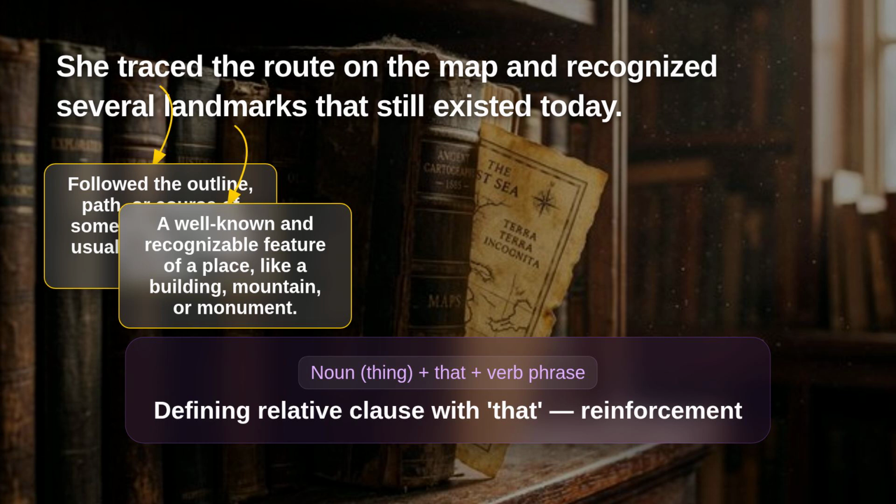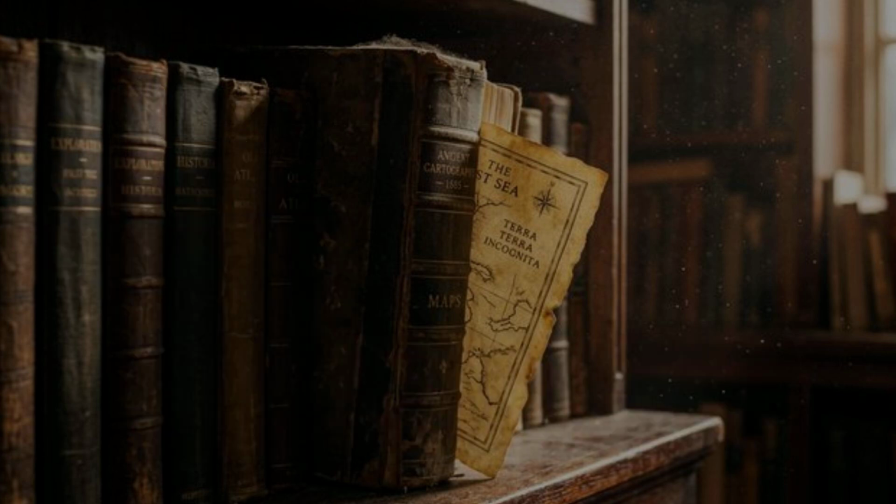Now, more grammar reinforcement. Look at landmarks that still existed today. Another that clause. That still existed today defines which landmarks, not just any landmarks, the ones that still exist. This is what defining relative clauses do. They narrow down the meaning. Now, here is a nice connection to what we covered earlier. Remember the word route from sentence 2? Lena traced the route, the same route from the faded map. The story is building on itself. The plot thickens. Lena has confirmed the map is real. What does she do next? 2 more sentences to go.